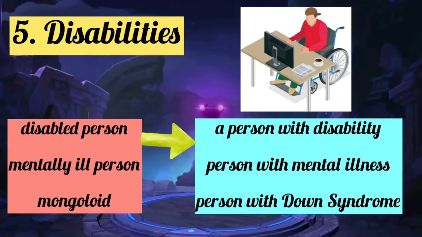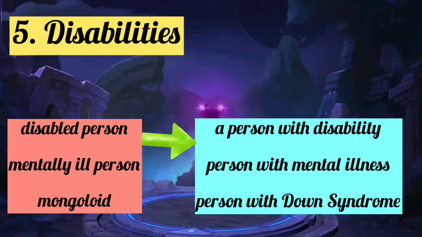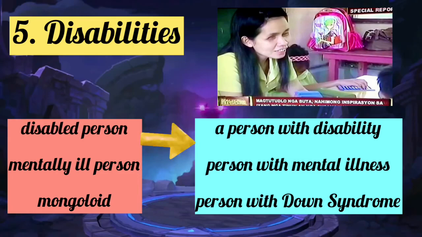So we may change the words "disabled person" to "person with a disability." As you have noticed, "person" comes first now before the disability. Next, "mentally ill person." You may want to have an alternative with that one as "person with mental illness," so that person comes first before the disability.